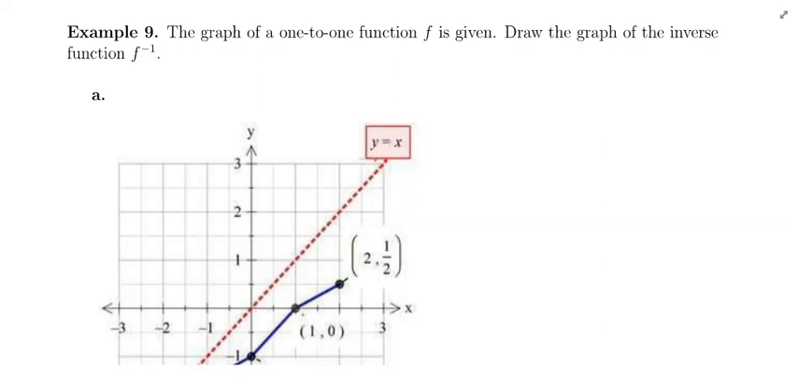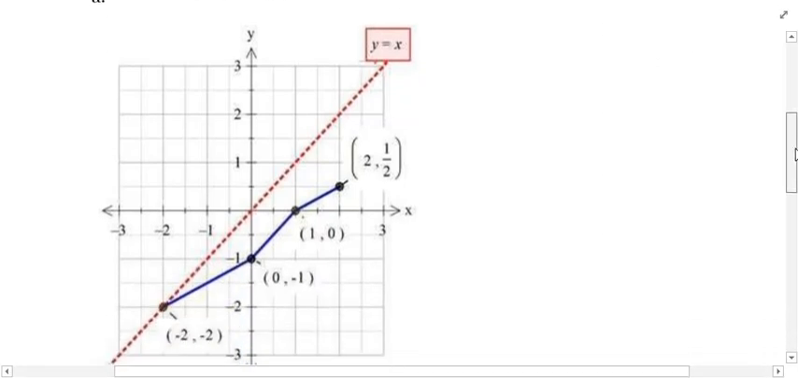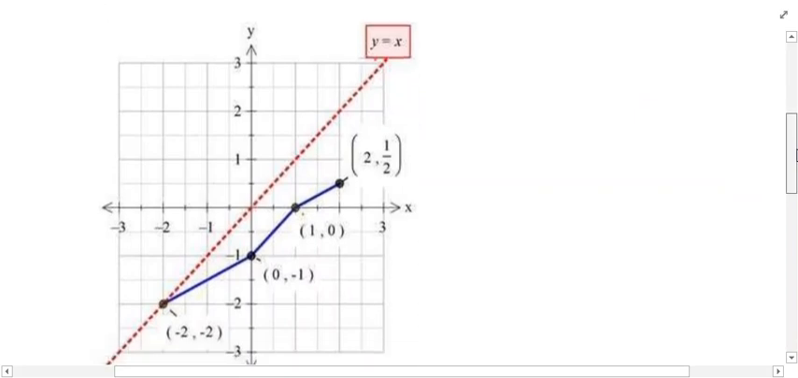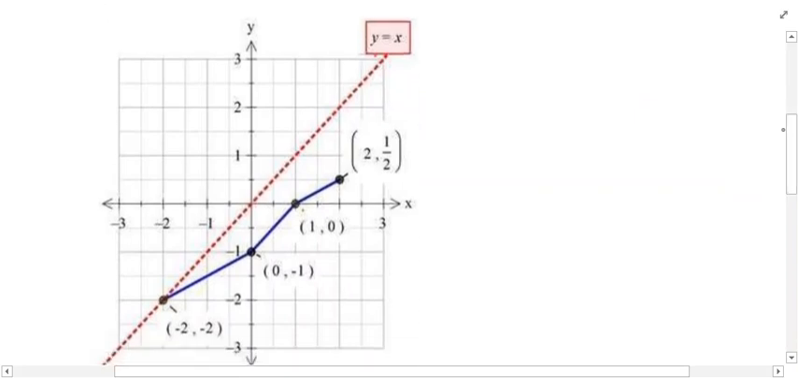Example 9. The graph of a one-to-one function f is given. Draw the graph of the inverse function f inverse. All right, so we have a couple of graphs here. So let's take a look at the graph in part A. So here it is. The graph consists of the blue graph.